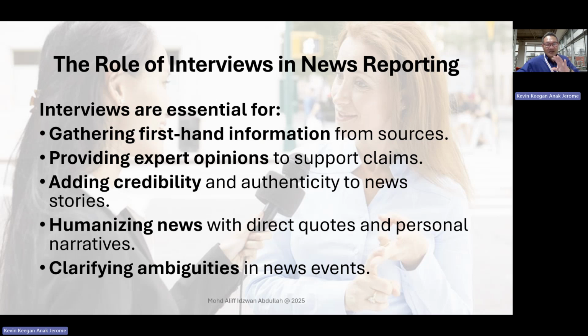The role of interviews in news reporting: interviews are essential for gathering first-hand information, providing expert opinion to support claims, adding credibility and authenticity to news stories, humanizing news with direct quotes and personal narrative, and clarifying ambiguity in news events.